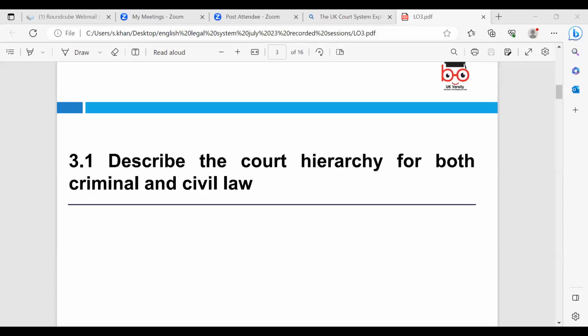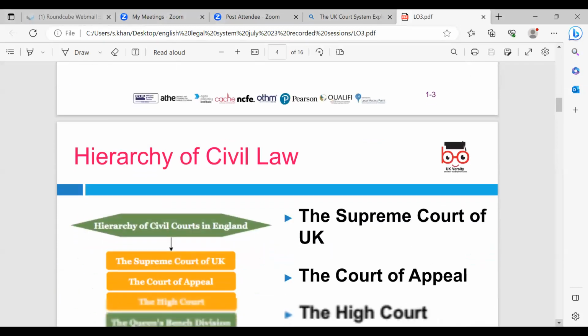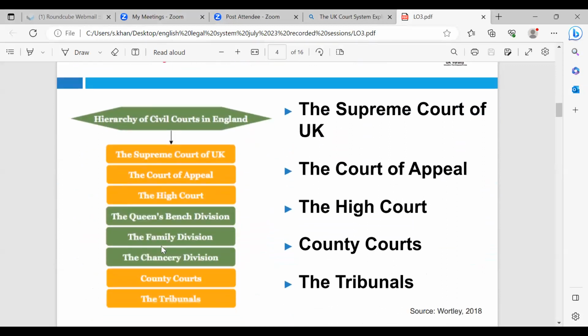So we can actually see from that video that I identified the different types of courts in the UK, and the highest court being the Supreme Court. So it just gives you an idea of which courts we will be going through for both criminal and civil matters. The hierarchy for civil courts in England, as mentioned in the video, is the Supreme Court of the UK, the Court of Appeal, the High Court. Within the High Court, there's the Queen's Bench Division, the Family Division, the Chancery Division, County Courts, and the Tribunals.